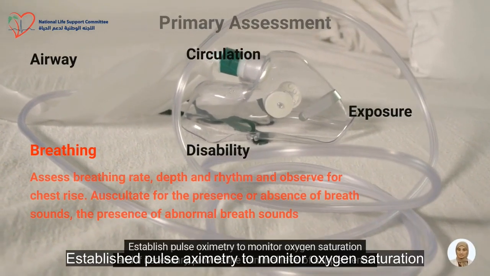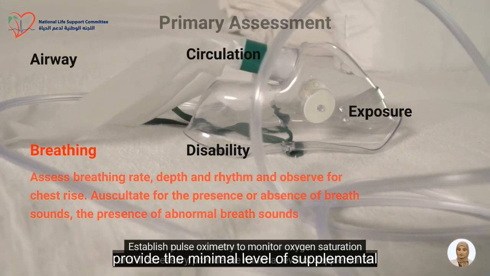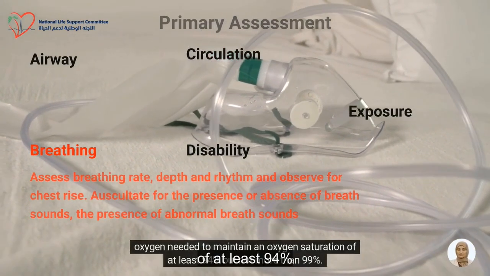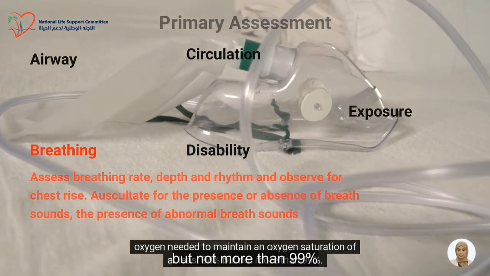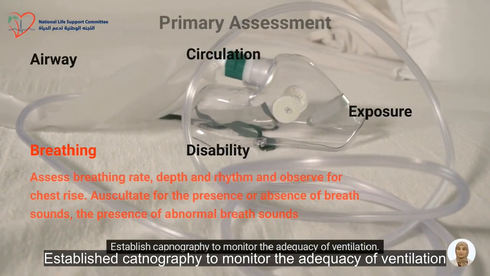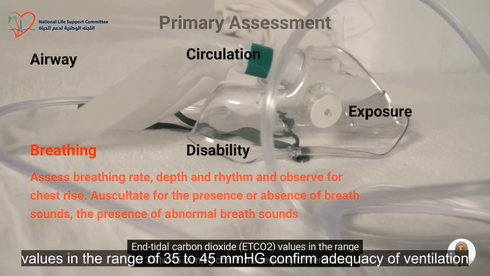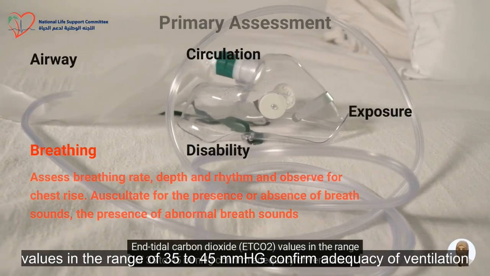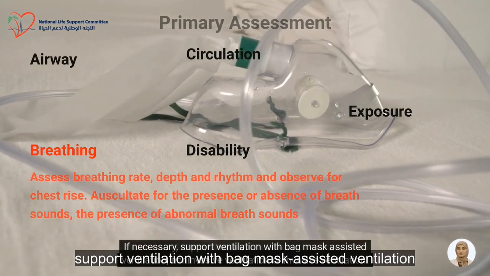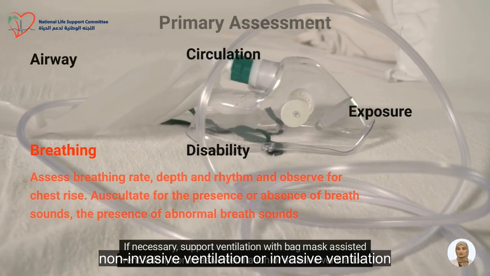Establish pulse oximetry to monitor oxygen saturation and, if necessary, provide the minimal level of supplemental oxygen needed to maintain an oxygen saturation of at least 94%, but not more than 99%. Establish capnography to monitor the adequacy of ventilation. End-tidal carbon dioxide, ETCO2, values in the range of 35 to 45 mmHg confirm adequacy of ventilation. If necessary, support ventilation with bag mask-assisted ventilation, non-invasive ventilation, or invasive ventilation.